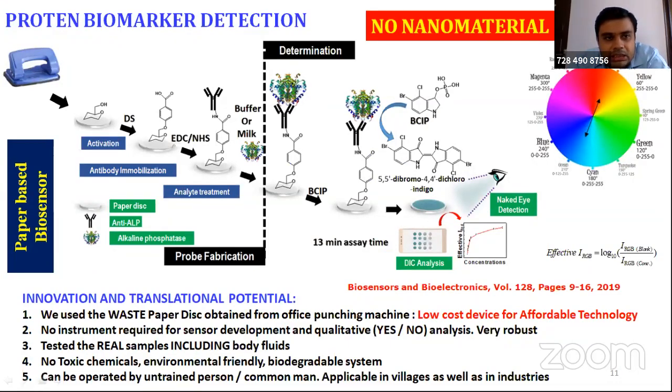This is basically an alkaline phosphatase sensor system, right, where no nanomaterial has been utilized, and it worked very well. This slide shows the development of a sensor for detection of alkaline phosphatase in a milk sample. So what has been done in this case, I am talking about the fabrication part.